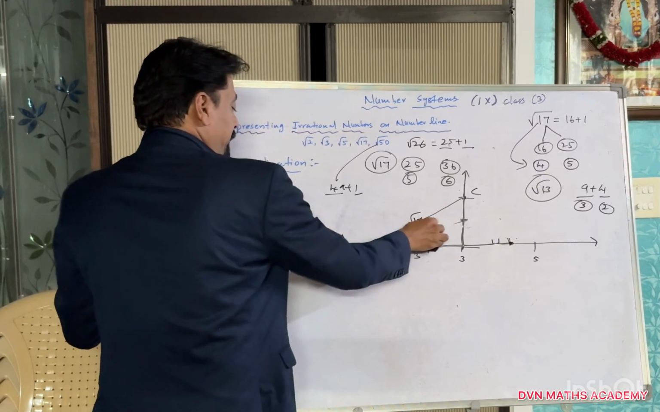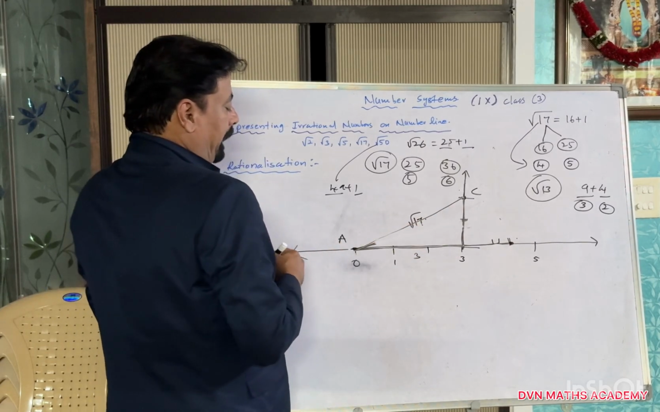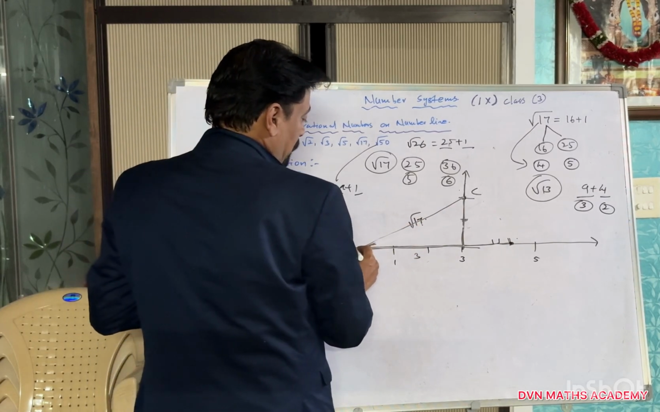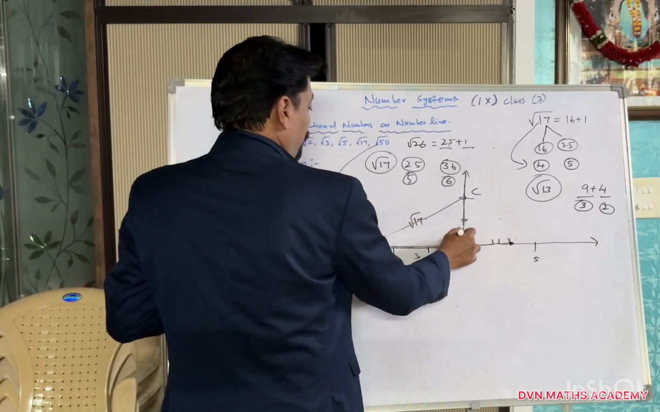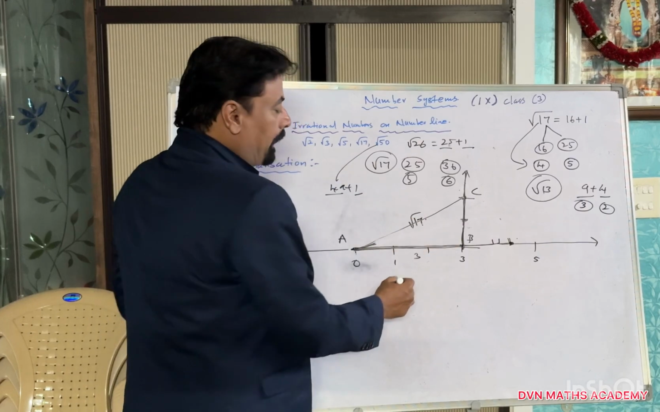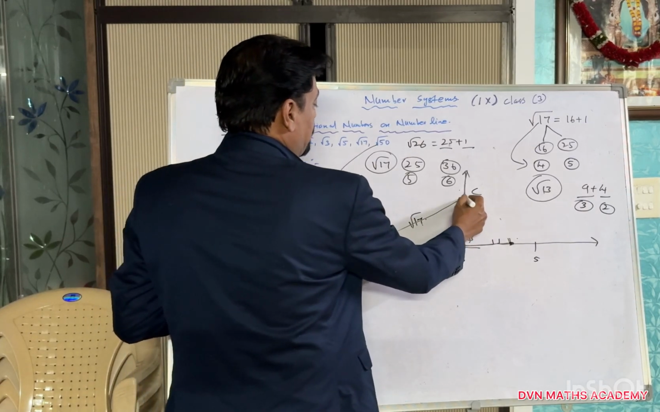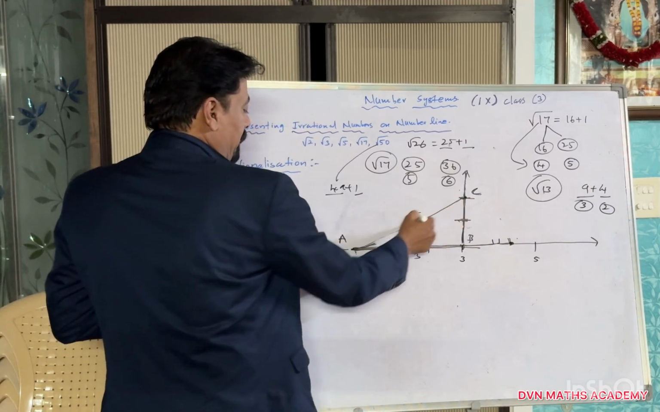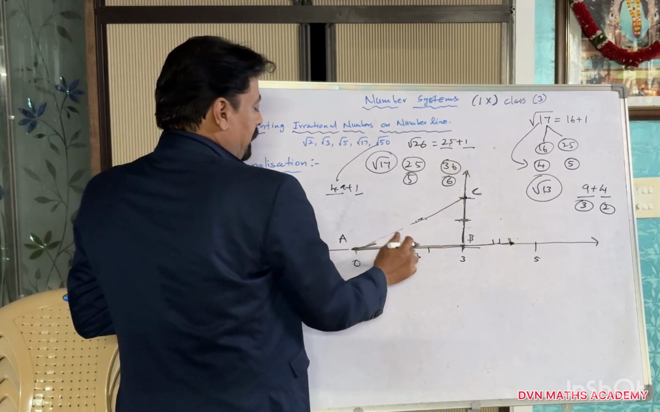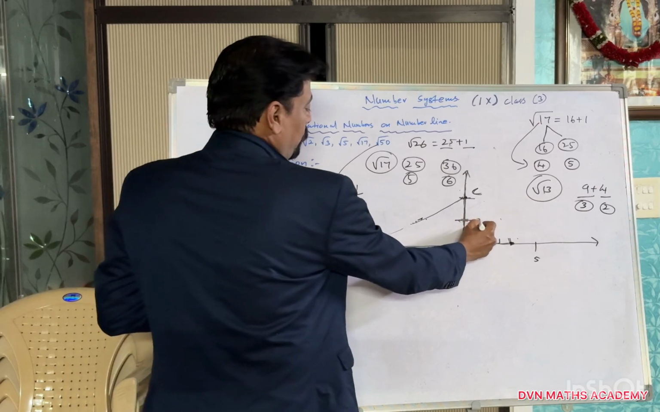So here what I did means I have taken A at 0 and B at 3. So these are the 3 units and I will draw a perpendicular line on B. Then afterwards I have taken 2 units on this perpendicular line. This point I have taken as C. Now you join these two. What happened? You see this is 3 units and this is 2 units.